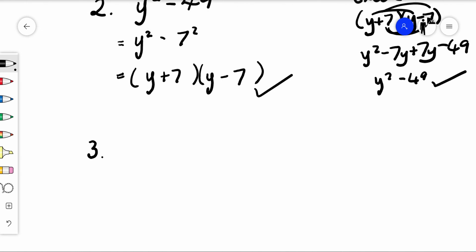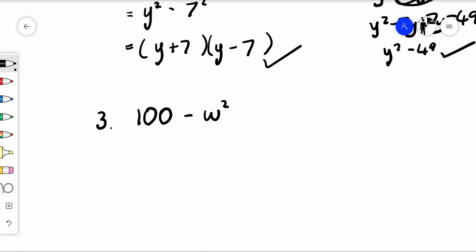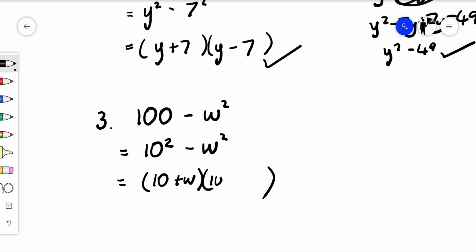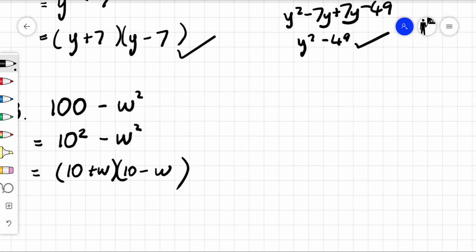Let's go number 3, 100 minus w squared. Do I have a common factor? No. Do I have something squared take away something squared? Well, I know that 100 is 10 squared. So I've now got something squared take away something squared. The order is important here. So this is going to become 10 plus w, 10 minus w, not w plus 10, w minus 10. It's important we have it in this form here.